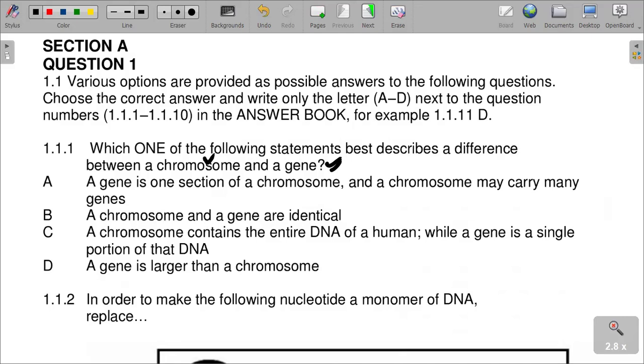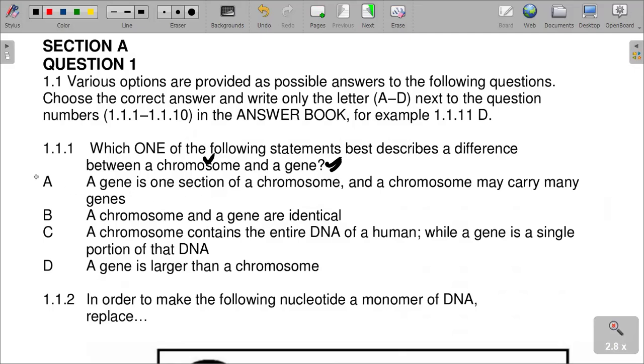What are chromosomes? Protein-like structures that are responsible for carrying genes, which are responsible for inheritance of characteristics, basically because they carry the genes. Genes are attached on chromosomes. So describe the main difference between the two. A gene is one section of a chromosome, and a chromosome may carry many genes.